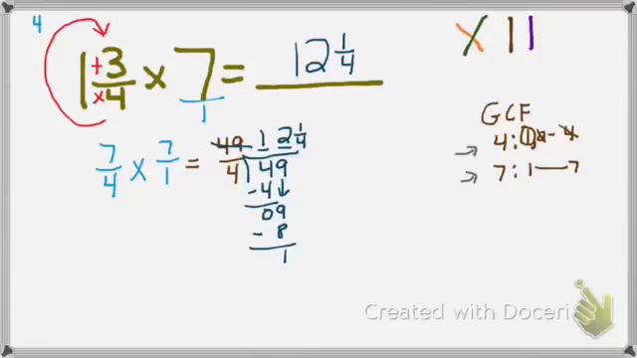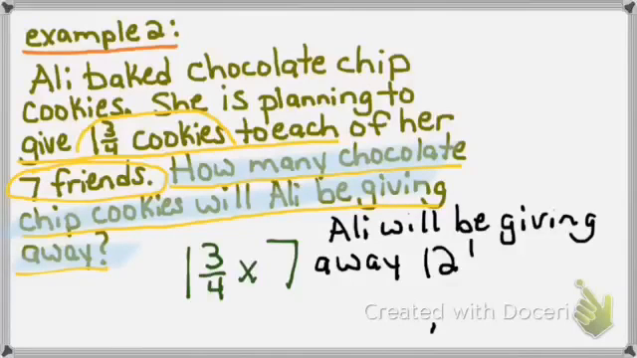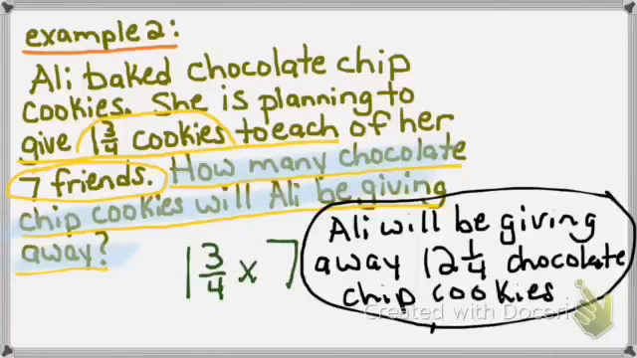But remember, this is a word problem, so let's go back and put that into a final answer with the unit. And the question said, how many chocolate chip cookies will Allie be giving away? So my answer will be, Allie will be giving away 12 and 1/4. What's the unit? Well, my question tells me, it says how many chocolate chip cookies. So Allie will be giving away 12 and 1/4 chocolate chip cookies. And that's my final answer.